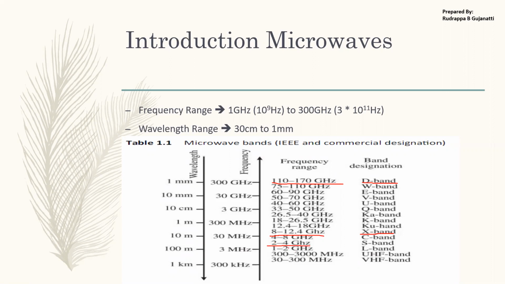So if it is in the range of 2 to 4, it falls in the S band. These two we have in a lab presently. Similarly, when we look at the other frequency ranges, we can observe that different band names are provided: U band, Ka band, Ku band. Depending on these, the band designation is given.